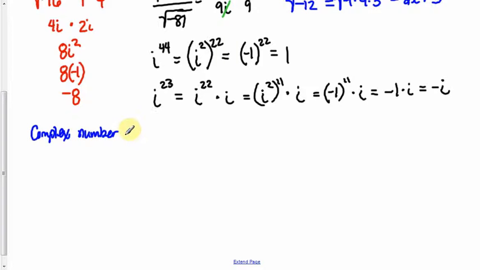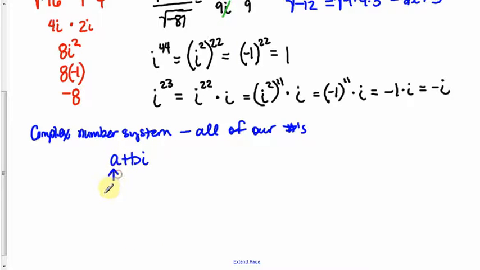The complex number system is all of our numbers, real and imaginary. A complex number can be written as a plus bi, where a is said to be the real part of the number, and bi is said to be the imaginary part of the number.